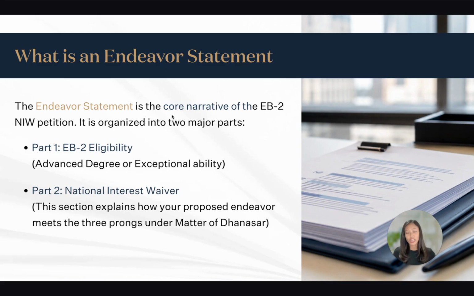An endeavor statement has two major parts. First is EB-2 eligibility. Second is the National Interest Waiver or NIW section. This is where you explain how your proposed endeavor meets the three prongs under Matter of Dhanasar. So what is Matter of Dhanasar?